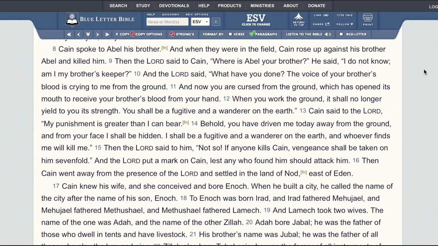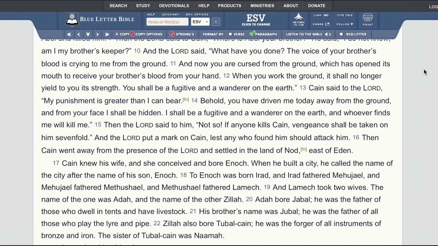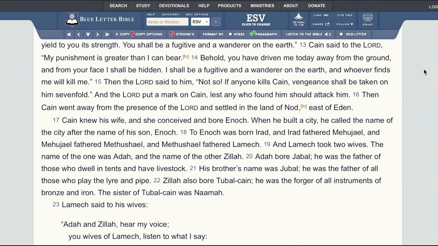And the Lord said, "What have you done? The voice of your brother's blood is crying to me from the ground, and now you are cursed from the ground, which has opened its mouth to receive your brother's blood from your hand. When you work the ground, it shall no longer yield to you its strength. You shall be a fugitive and a wanderer on the earth."